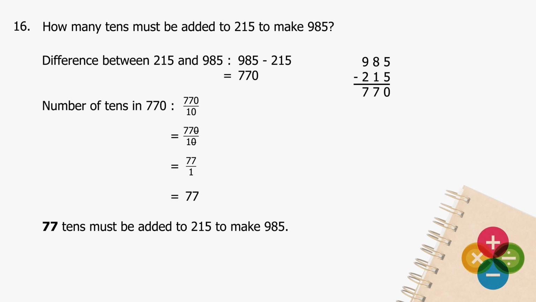The difference between 215 and 985 will be, subtract 215 from 985, and the difference is 770. The number of tens in 770 will be 770 over 10, which is equal to 77 over 1, which is equal to 77. 77 tens must be added to 215 to make 985.